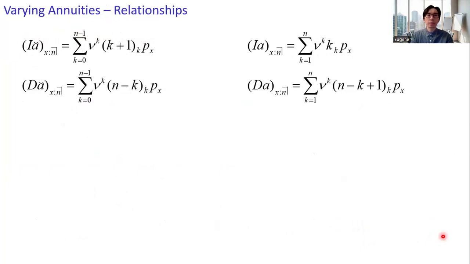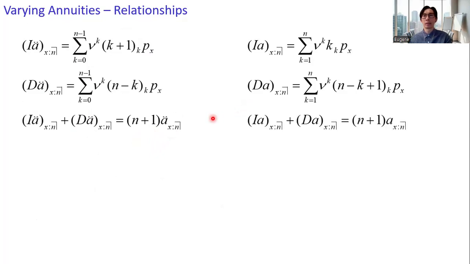All right, some relationships. For the annuity due, if you add up the n-year increasing annuity due with the n-year decreasing annuity due here, you get an n-year annuity due with level payment of n plus 1. Similarly, for the annuity immediate, you add up the increasing and decreasing annuity immediate, you get the n-year annuity immediate with level payment n plus 1.